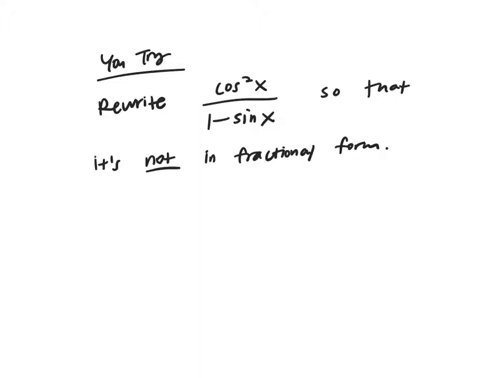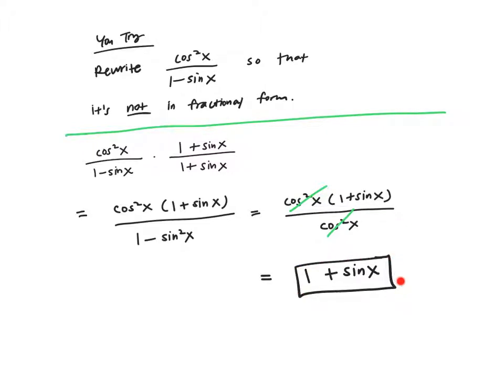Okay, your turn. Rewrite cosine squared x over 1 minus sine of x so that it's not in fractional form. Your final answer should be 1 plus sine of x. So you multiply by the conjugate of the denominator in the form of 1. When I multiply straight across, I keep it in factored form at first because I have cosine squared x times 1 plus sine of x in the numerator. In the denominator, when I multiply straight through, I get 1 minus sine squared x. So the 1 minus sine squared x I can replace with cosine squared x.